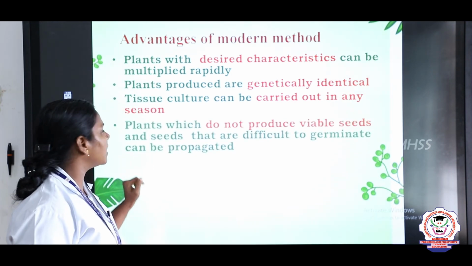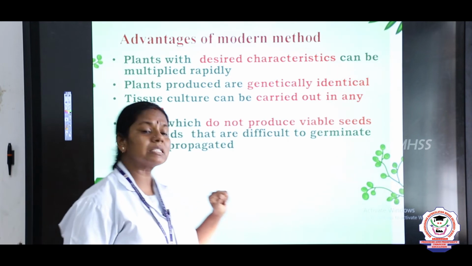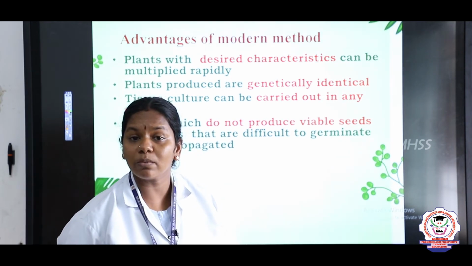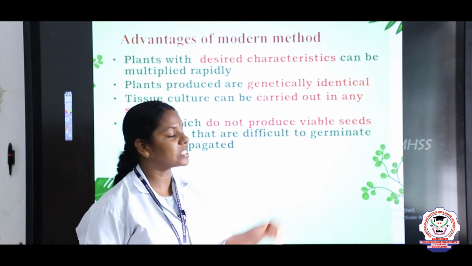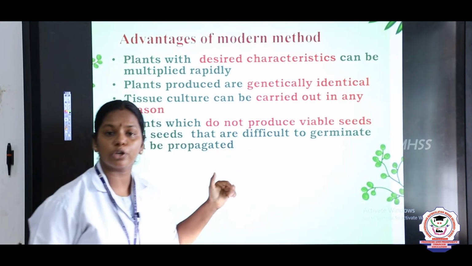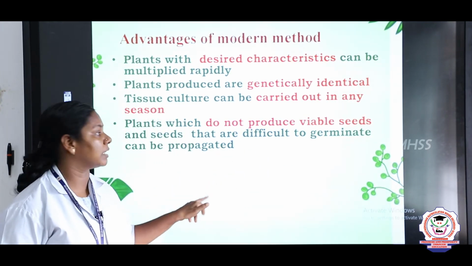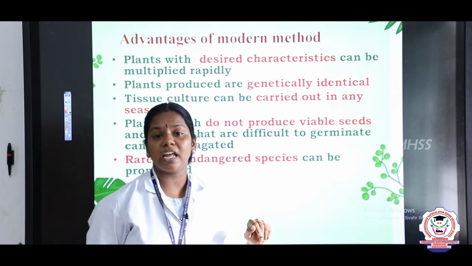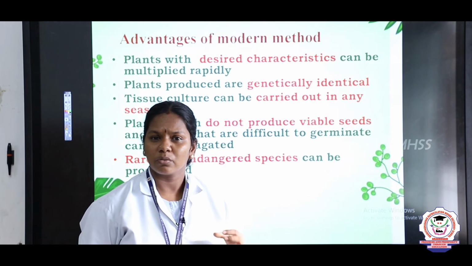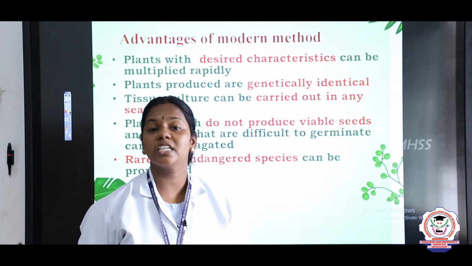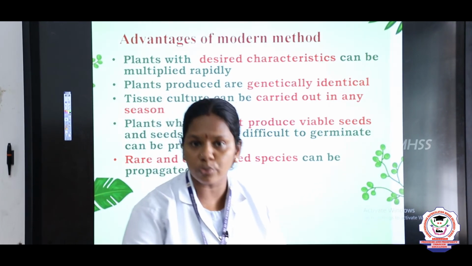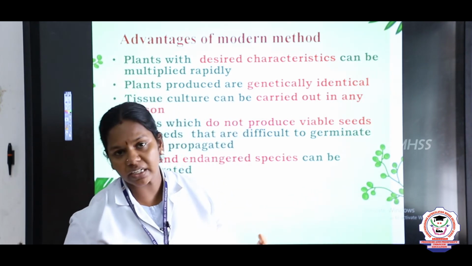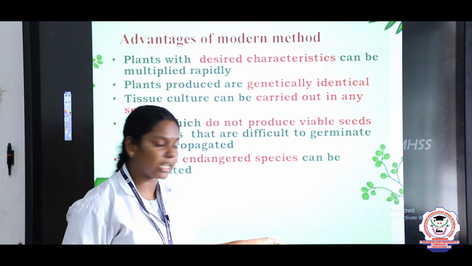The fourth advantage is that some plants do not produce viable seeds. What do you mean by viable? Viable means fertile seeds. So such plants can also be produced by this modern method. The next advantage is that some rare and endangered plants, endangered means which are going to be destroyed, can be produced in larger quantities by the tissue culture method.